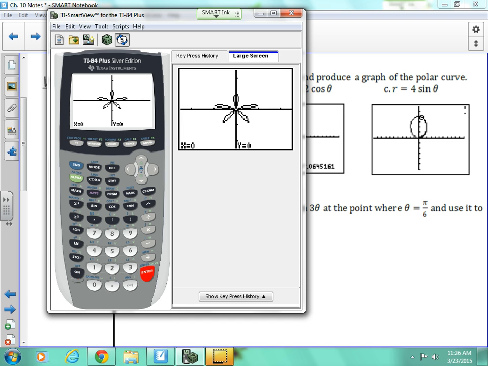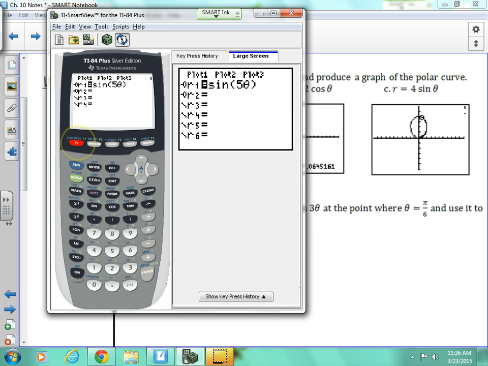Technically, between 0 and 2 pi, there are 10 petals, but what's true about those 10 petals? They're right on top of each other, so it's 5 and 5. There are really only 5 petals that result. And it might have to do with sine is odd and an odd number of petals.